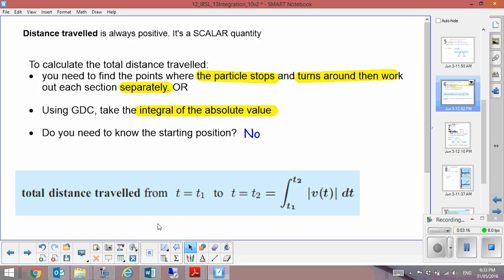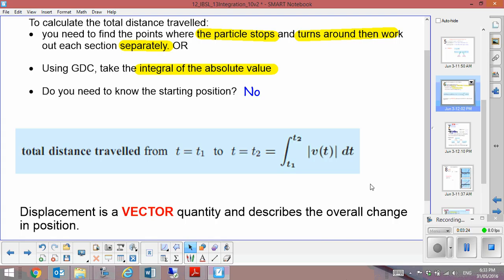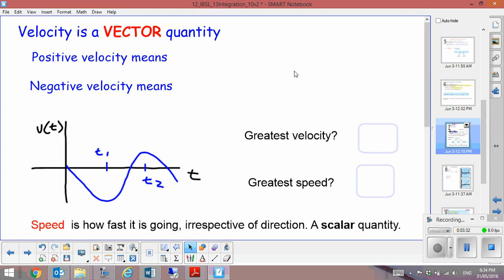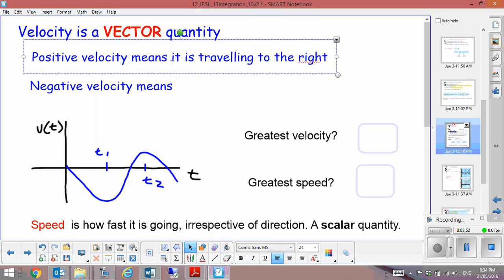Total distance travelled, remember, is the integral from T1 to T2, but you're taking the absolute value. So that's those absolute value signs that allow that. So displacement's a vector quantity and describes the overall change in position. Velocity is also a vector quantity. Remember, a positive velocity means what? Hopefully you are thinking positive velocity means it is travelling to the right, which is our positive direction.